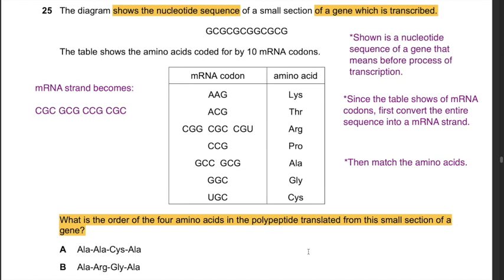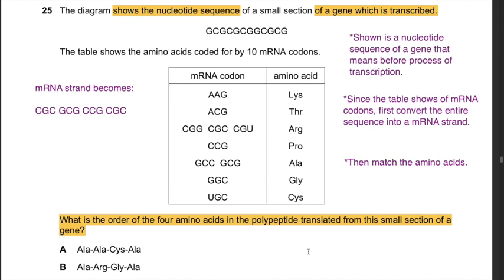Since the table shows mRNA codons, first you have to convert the entire sequence given into an mRNA strand. How do you do that? Well, you should know that when transcription occurs, complementary base pairing occurs. So if the DNA sequence starts with G, then the mRNA strand would start with C. And what is the complementary base pairing rule?